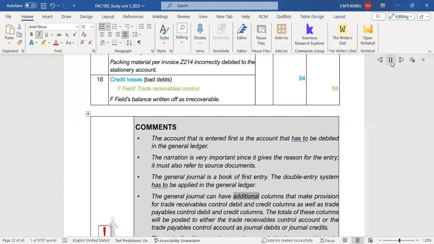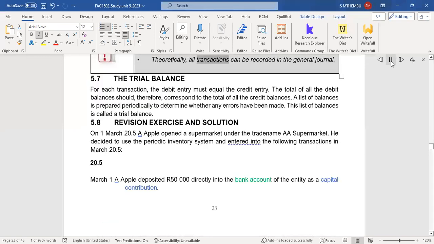The General Journal can have additional columns that make provision for trade receivables control debit and credit columns as well as trade payables control debit and credit columns. The totals of these columns will be posted to either the Trade Receivables Control account or the Trade Payables Control account as journal debits or journal credits. Theoretically, all transactions can be recorded in the General Journal.